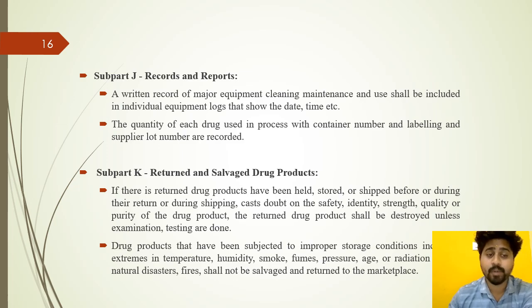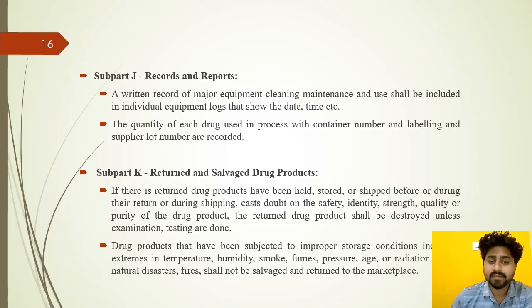J. Records and reports. This is one of the important parts in cGMP, records and reports. Without any records or documents, we cannot do any audits or documentation verification inspections. So a written record of major equipment cleaning and maintenance shall be included in individual equipment logs and show the date and time and the quantity of each drug used in the process, with container number and labeling and supplier lot number recorded. And this is mainly helpful for any problem occurring during or after the formulation is done.